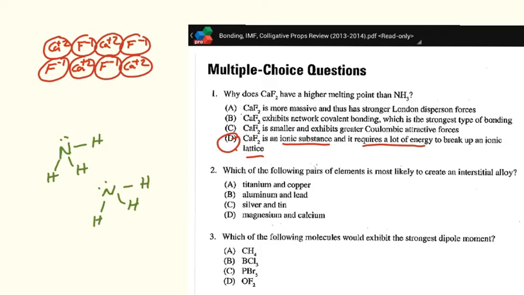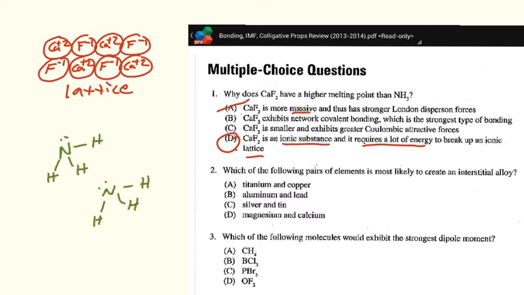If we look at A, calcium fluoride is more massive, as in heavier, and thus has stronger London dispersion forces. Well, London dispersion forces don't have a big role in this sort of lattice. All compounds, it's true, do have London dispersion forces, but they're so weak compared to the lattice energy that would be exhibited there. So I don't think A is going to be the answer.